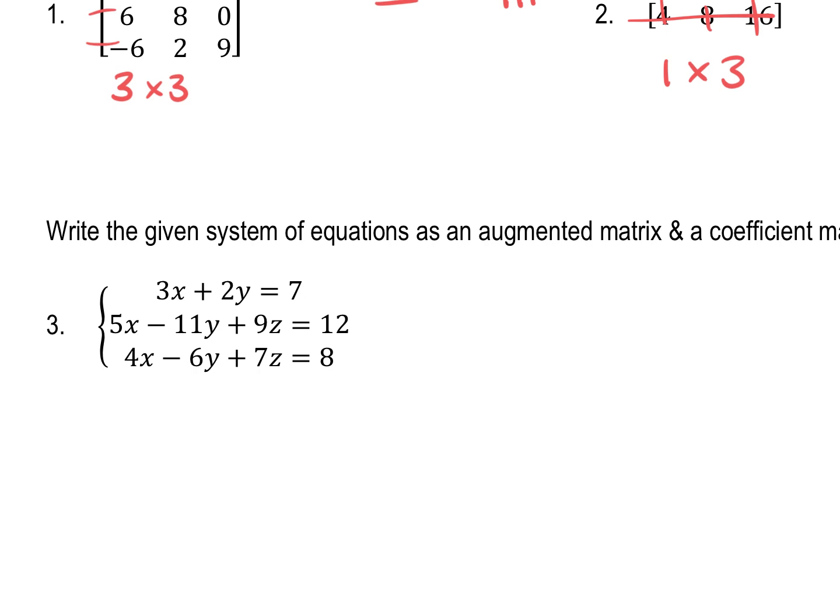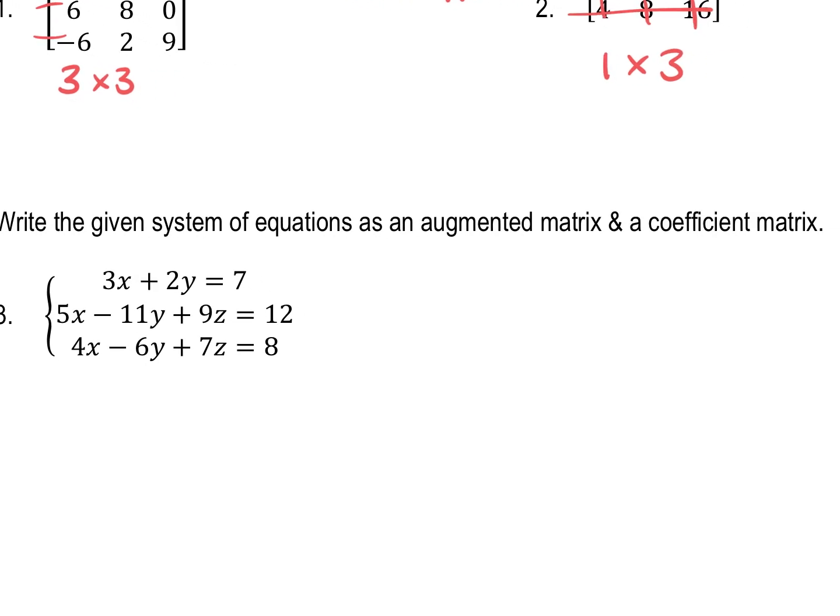Number 3, we have to write the given system of equations as an augmented matrix and a coefficient matrix. So augmented includes the answers. Coefficients is everything without the answers. So for our augmented matrix, our first column is going to be the x's, second one the y's, third one the z's, and then the fourth one will be our answers. So what would go into our first row?